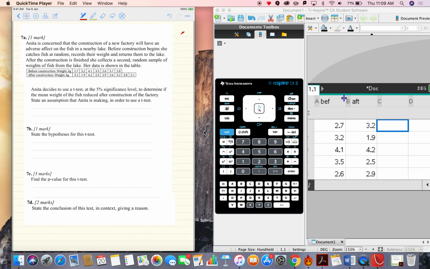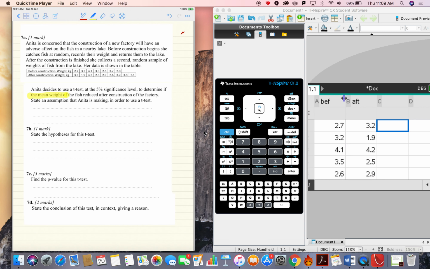All right, so guys, let's get stuck into it. I'm going to get the highlighter out. You've read this question, you're quite intimate with it. So there's construction, there's fish before construction, there's fish after. And this person is definitely concerned with, can you see the wording? The mean weight of the fish reduced after construction.